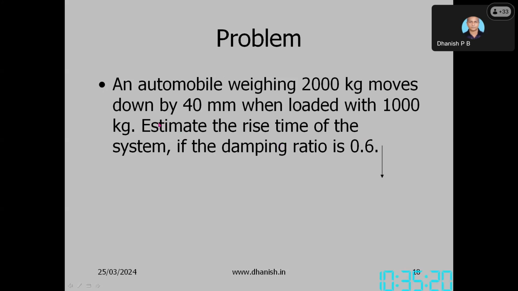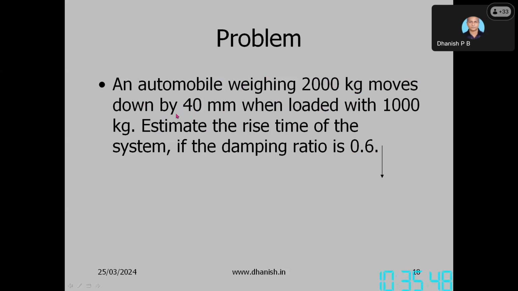Okay, this is an additional problem. I think this problem is there in the observer quiz. So this you have to do with some numerical solution. An automobile weighing 2000 kg moves down by 40 mm when loaded with 1000 kg. So the weight of the system is only 2000 kg. So these two values are given to us to estimate the spring constant.